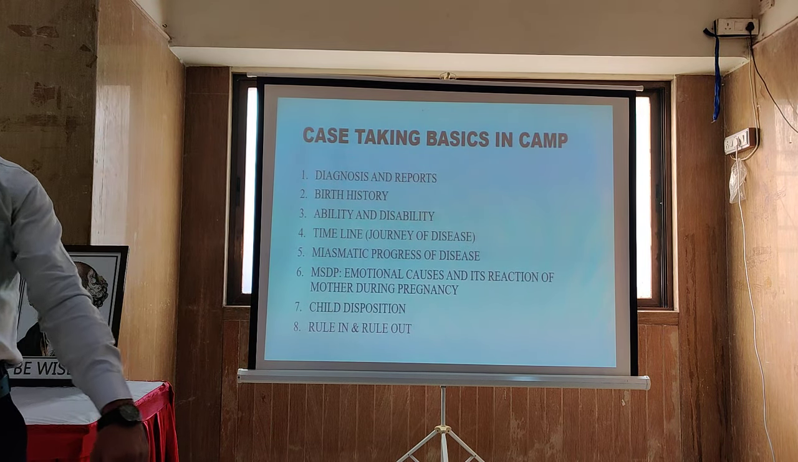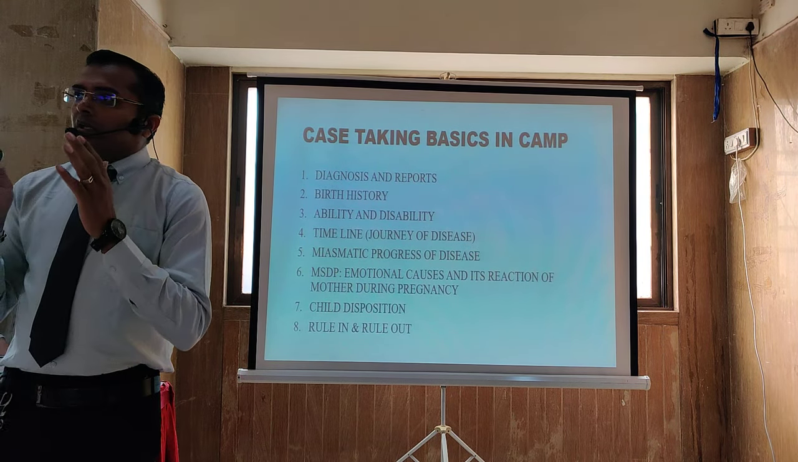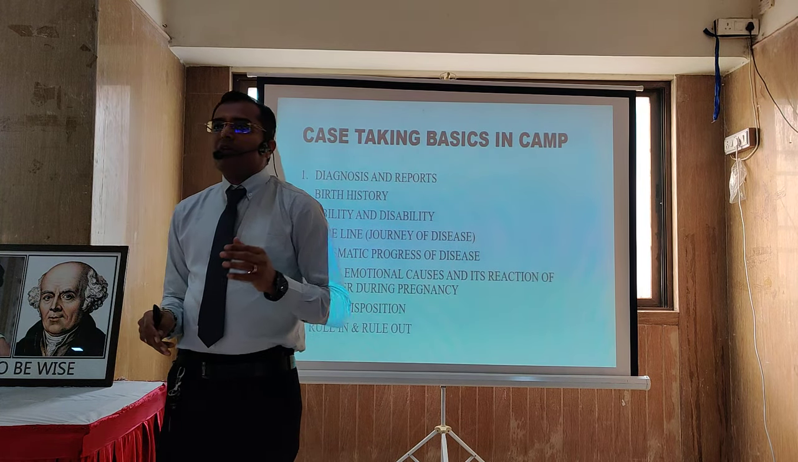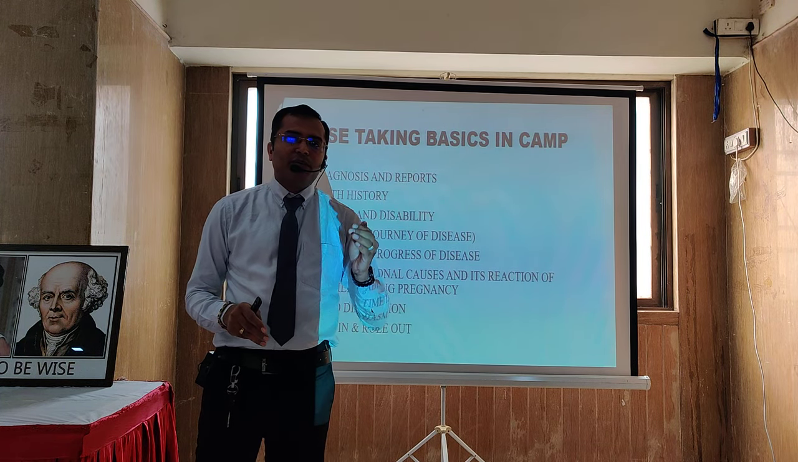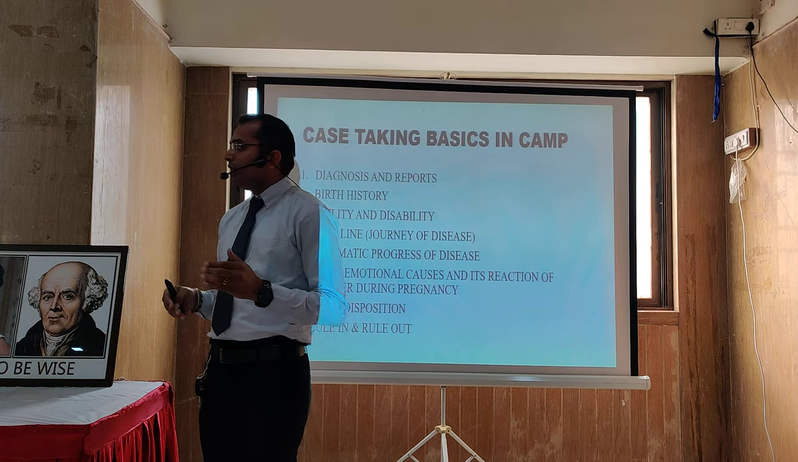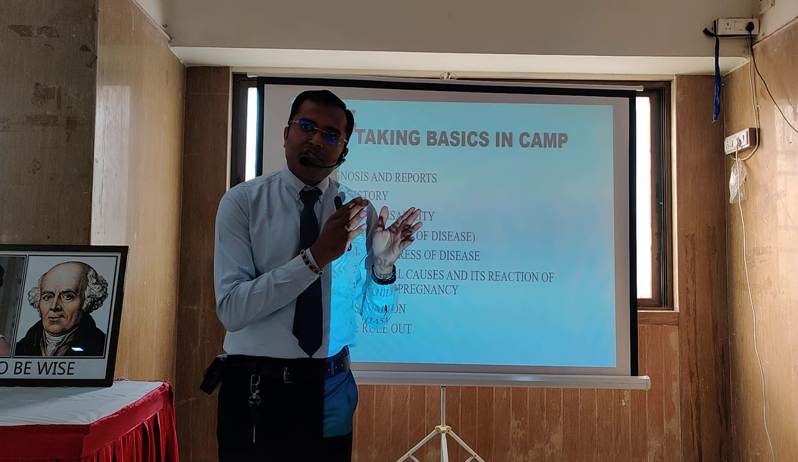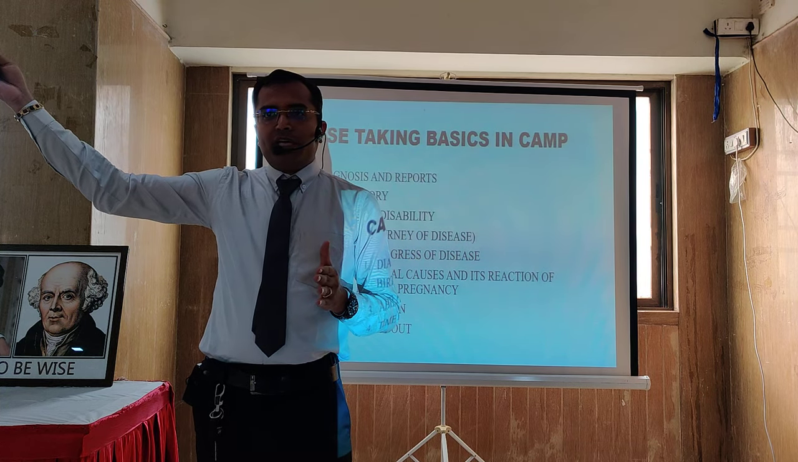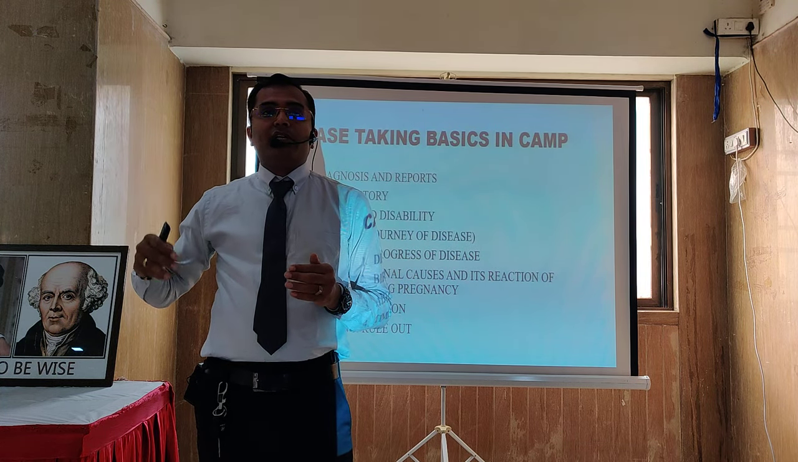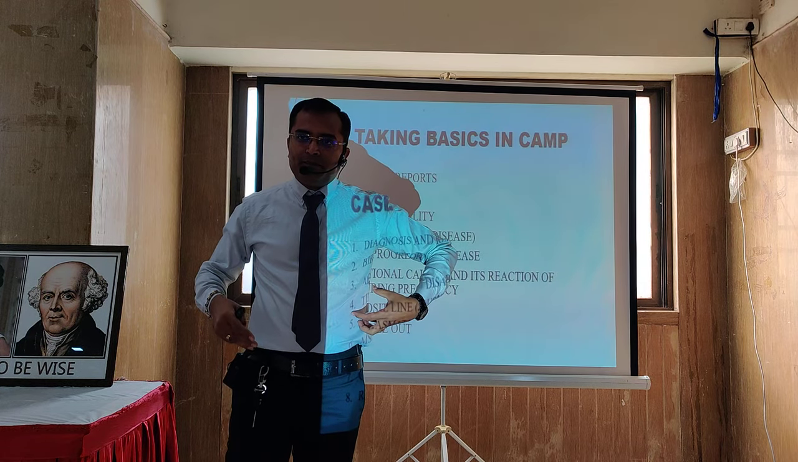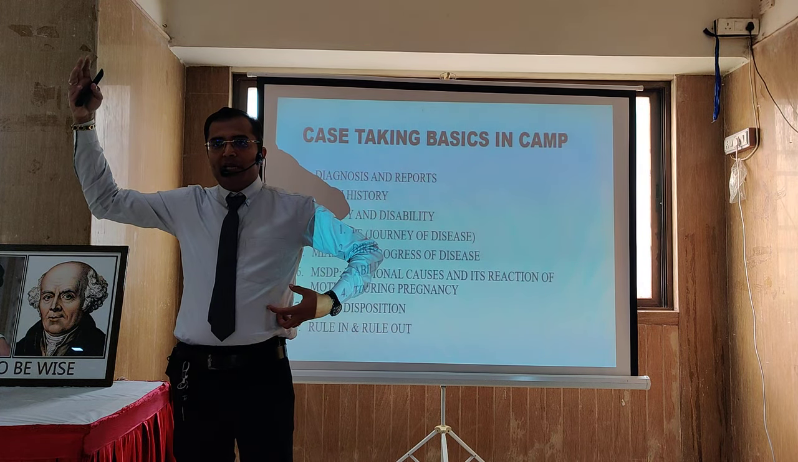Second, the timeline and journey of the disease. In each and every case you have to understand which time is affected and what is the journey of the disease. Say for example, I had given you the example of malignant jaundice. The child developed jaundice prior to the neuroregression, so we have to understand the GOD starts from the liver, not directly from the brain.